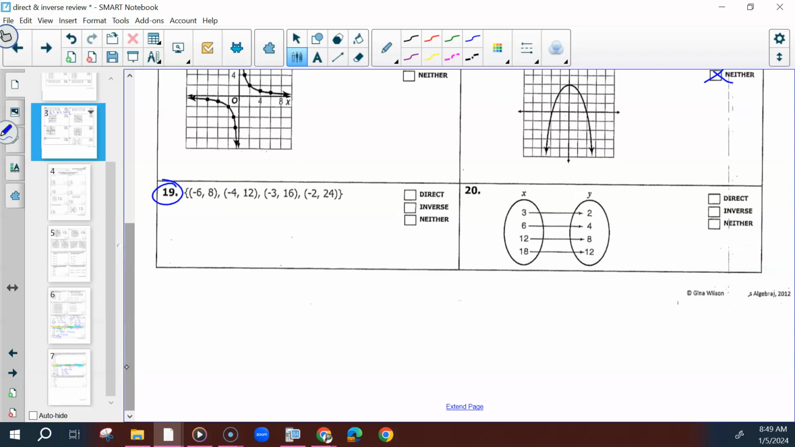19, same thing. Do we think these are going to be direct or inverse? Inverse. Okay, so let's multiply. Negative 6 times 8 is negative 48. Negative 4 times 12, negative 48. Negative 3 times 16, and negative 2 times 24. So it is inverse. Other questions?